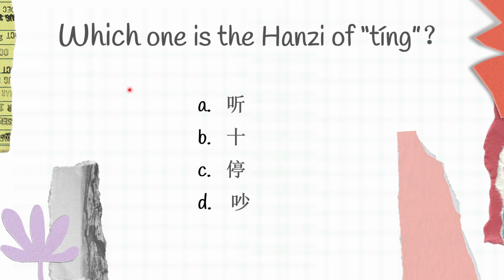Moving on to the next one. Which one is the hanzi of 停? Is it A, B, C or D? A 听 B 时 C 停 D 吵 and C is the correct one.